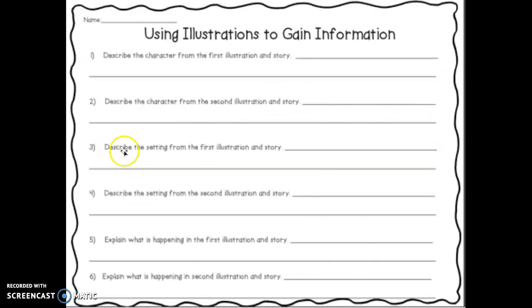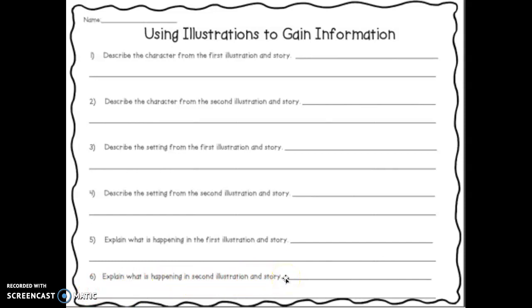Question 3. Describe the setting from the first illustration and story. 4. Describe the setting from the second illustration and story. Make sure that you're answering your questions in complete sentences. Number 5. Explain what is happening in the first illustration and story. And then number 6. Explain what is happening in the second illustration and story.